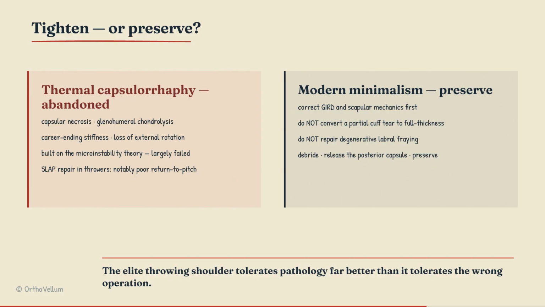The modern approach is minimalism. Correct GERD and scapular mechanics first. Do not convert a partial cuff tear to full thickness. Do not repair degenerative labral fraying. Debride, release the tight posterior capsule, and preserve what still works. The elite throwing shoulder tolerates pathology far better than it tolerates the wrong operation.